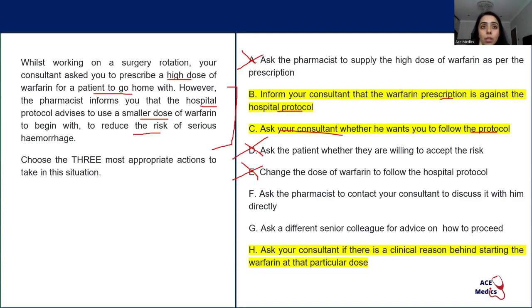So because they've said that to you, you need to go back to them and ask them, actually, what do you want me to do? Because the overlying responsibility lies with them. And if you deviate away from the management plan, ultimately, if something goes wrong, you will be responsible for this. Now, option F. So asking the pharmacist to contact your consultant to discuss it with him directly.